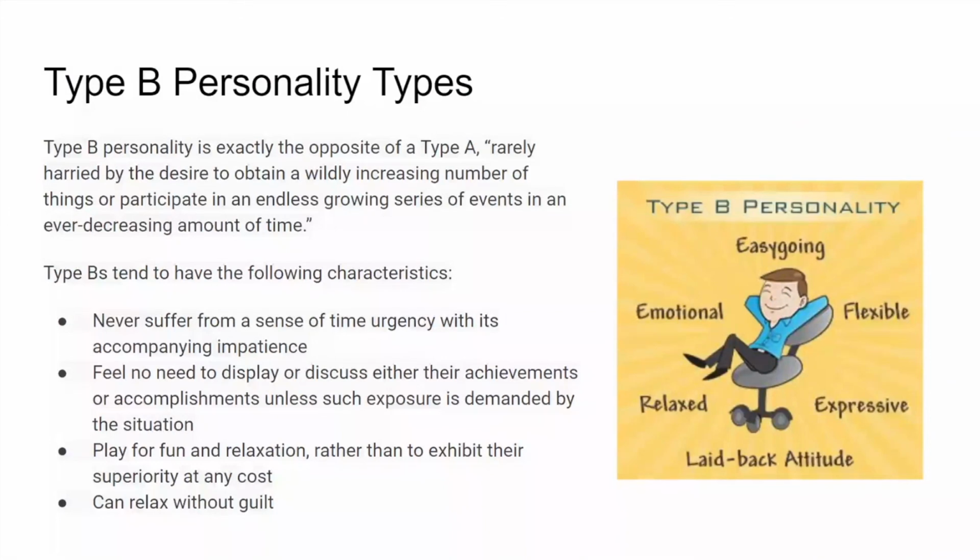So type B's tend to have the following characteristics. They never suffer from a sense of time urgency. That's the person in the checkout line at Sobeys or Co-op who checks in their groceries really slow. They don't feel the need to display or discuss their achievements or accomplishments unless such exposure is demanded by someone. They play for fun and relaxation rather than exhibit superiority. You're not that competitive in sports, and can relax without guilt.